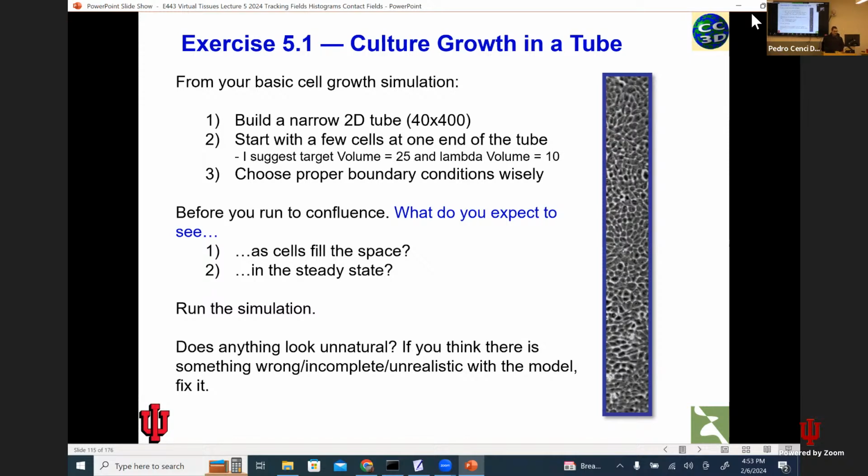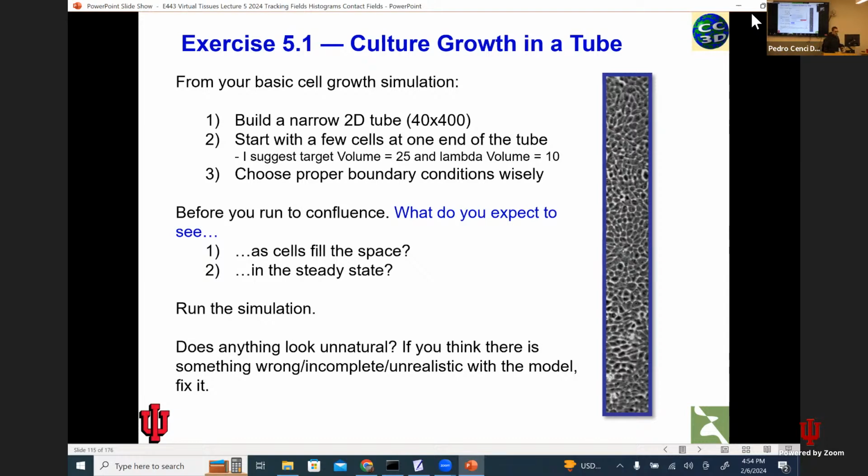So I want you to take that simulation of cell growth, the simulation we built, and do this. You build a tube, a narrow 2D lattice, about 40 by 400, and start with a few cells in the bottom, or in the left or in the right, depending on the dimensions of your tube, and let the cells grow there. This is a very simple exercise, and before you run, I want you to think what to expect from such a simulation. What is the behavior? How will the cells behave as they grow and fill the space? And what do you expect will happen in the steady state?